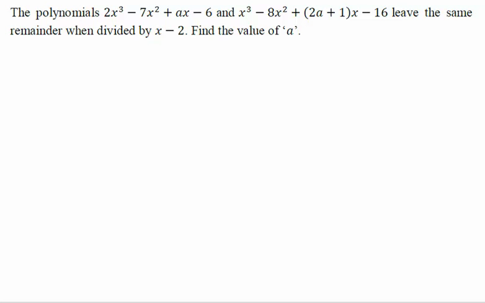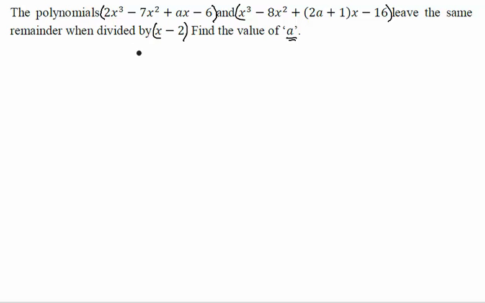Okay, so in this particular question, we are given two different polynomials, 2x cube minus 7x square plus ax minus 6, and x cube minus 8x square plus (2a plus 1) into x minus 16, right? And it is given that the polynomials leave the same remainder when divided by x minus 2. Then find the value of a, correct?